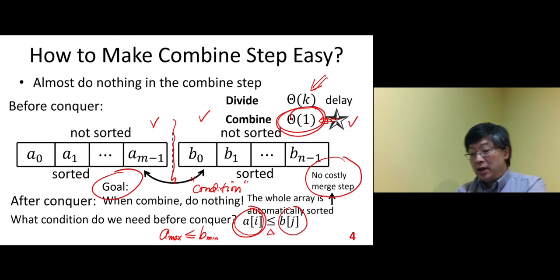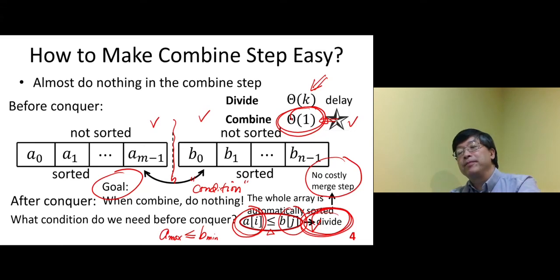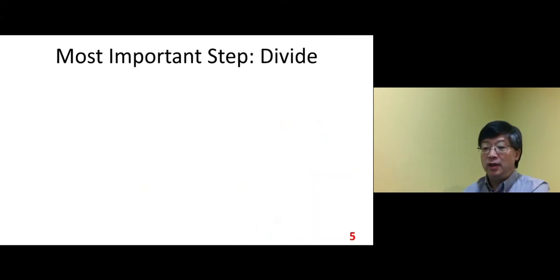Now we understand this condition. The question is, how can you make that divide step happen? How do you divide into two arrays that satisfy this condition? That's not easy. That's why this divide step is very hard, and why we need to spend a lot of time on it. The most important step, this divide step.